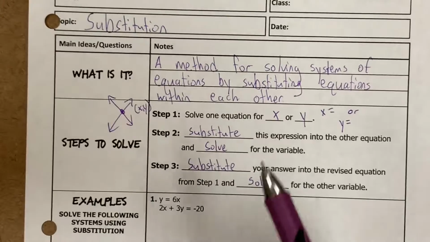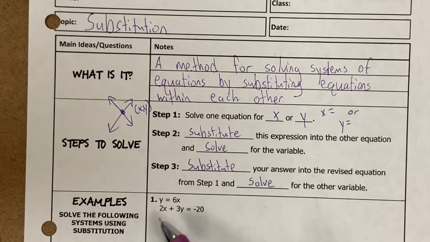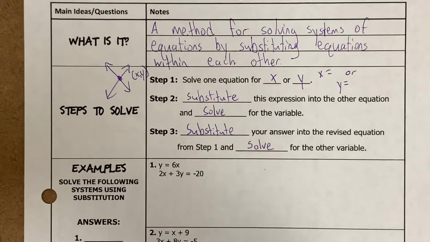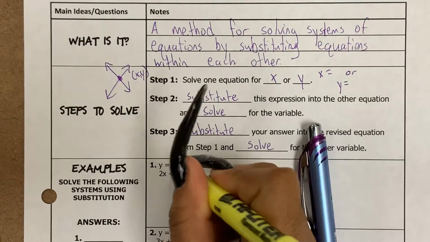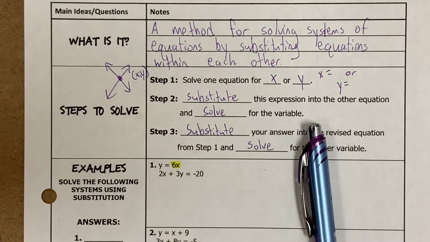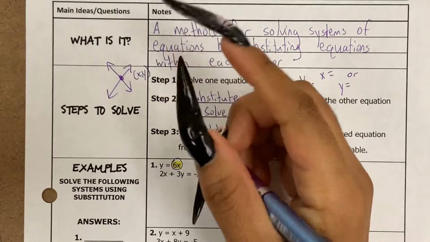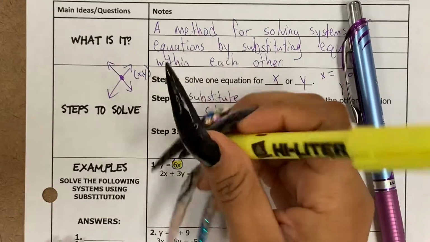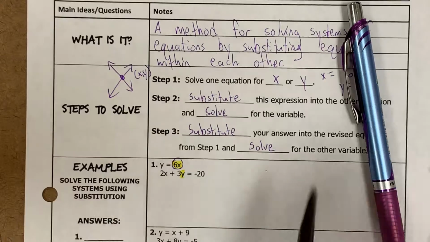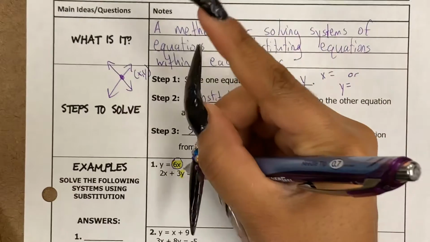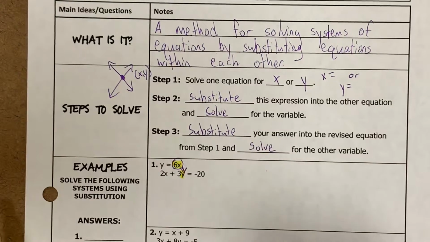So step 1, solve one equation for x or y. So do we have an equation that's solved for x or for y? Yes, we do. So this, I'm going to substitute. This is what y equals. So I'm going to take what y equals and I'm going to replace it. I'm going to take y and replace it with what y equals. So this y is going to get removed from the equation.